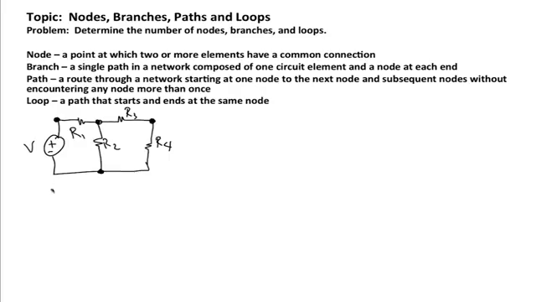So ultimately, the number of nodes that we have is equal to 4. We have 4 nodes in the circuit.